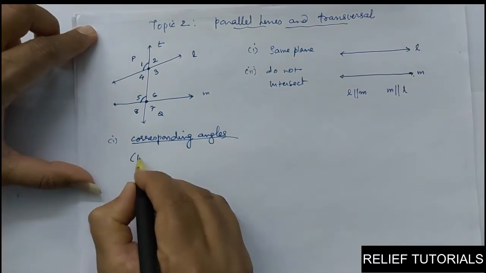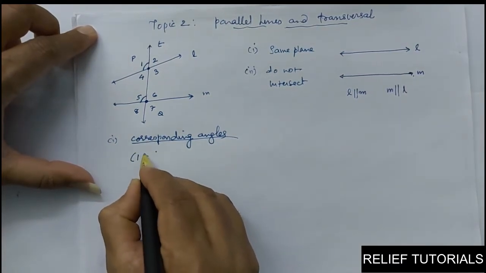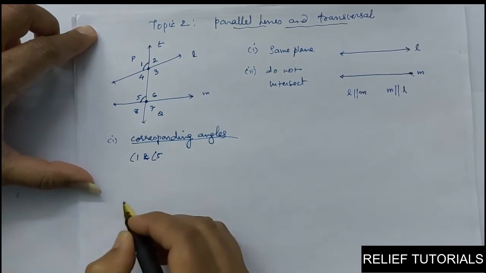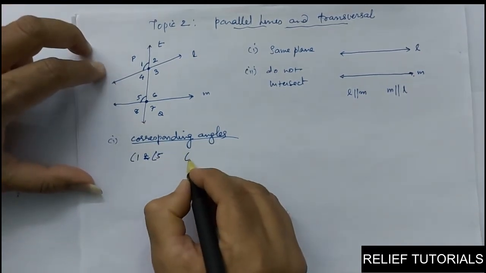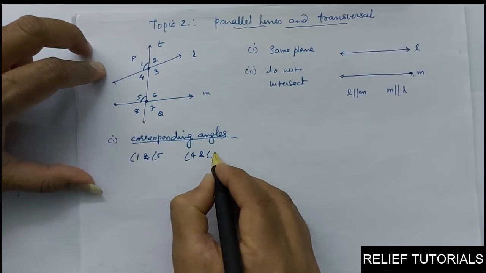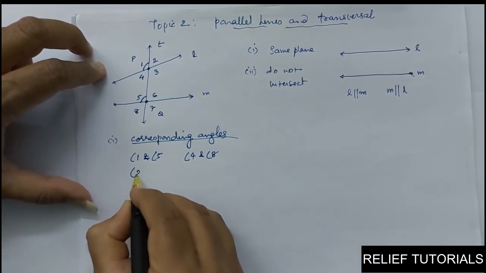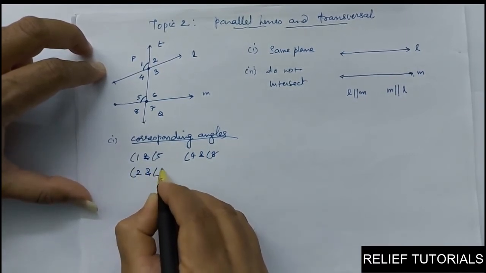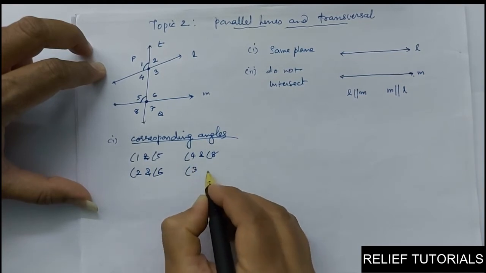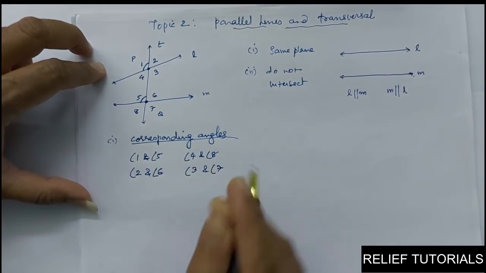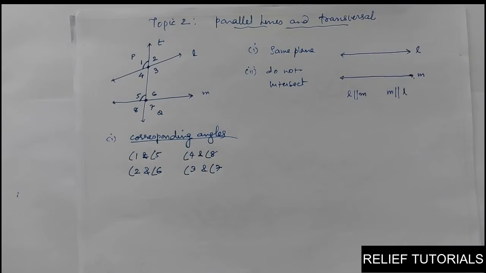So there are four pairs of corresponding angles. Which are they? Angle 1 and angle 5, angle 4 and angle 8, angle 2 and angle 6, angle 3 and angle 7. These are corresponding angles, four pairs of corresponding angles.